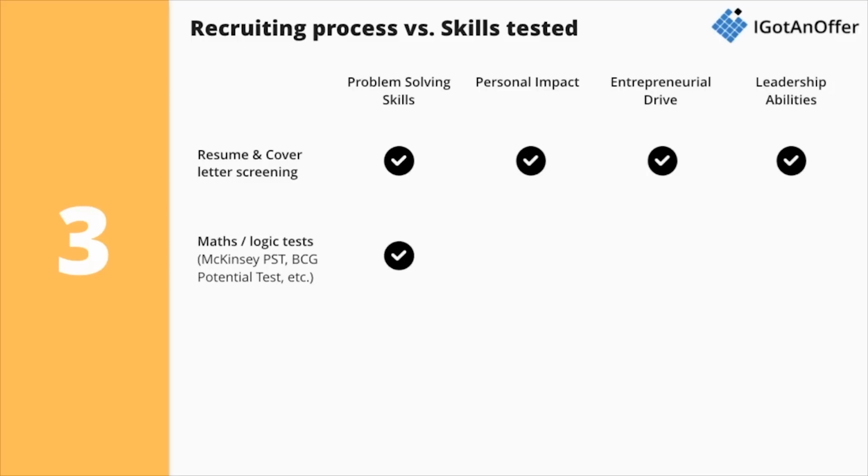For instance, McKinsey uses the McKinsey problem-solving test and BCG uses the BCG potential test. Not all firms have tests, but most of them do. The objective of this step is to analyze whether you meet the minimum threshold in problem-solving skills. If you pass that second hurdle, you'll be invited to interviews.